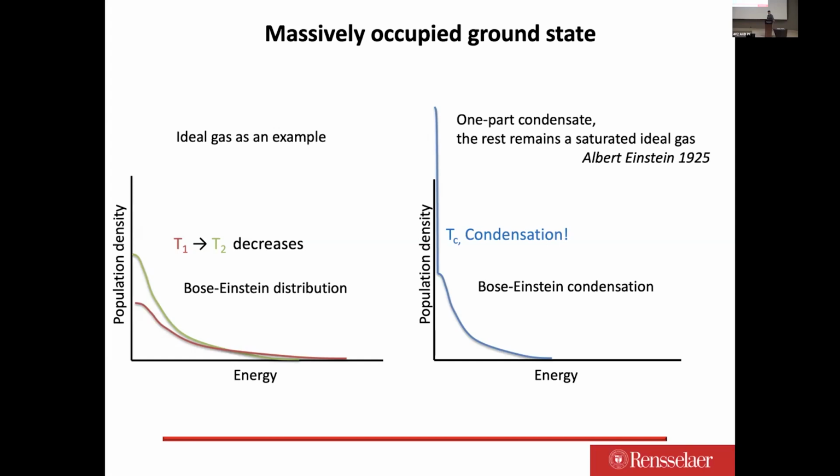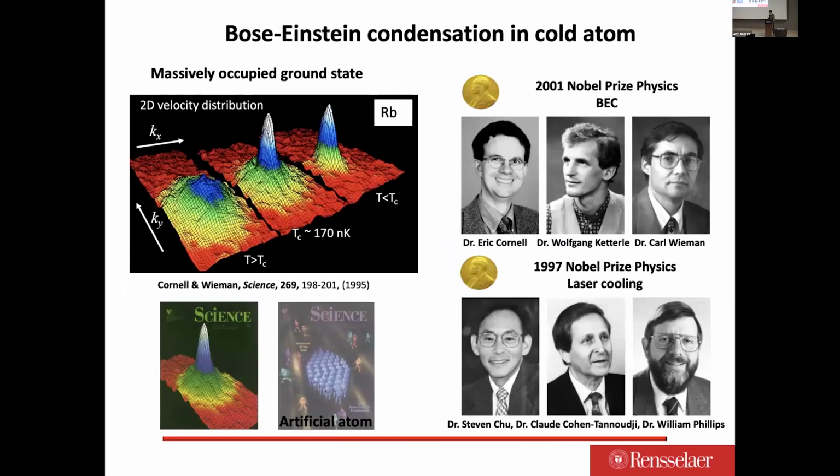In Albert Einstein's original words, one part of the ideal gas becomes massively occupied, condensed, as one part of a quantum particle, and the rest remains as a saturated gas, following the Bose-Einstein condensate. So this is quite interesting. Although it was theoretically proposed 100 years ago, the experimental demonstration in ultra-cold atoms was only realized 70 years after the theoretical proposal.